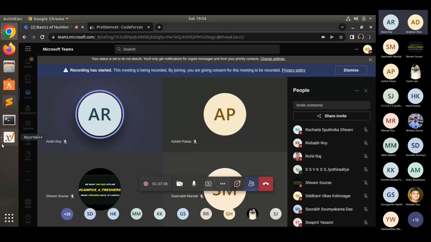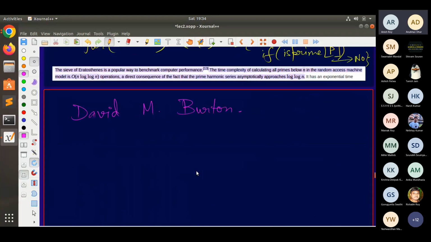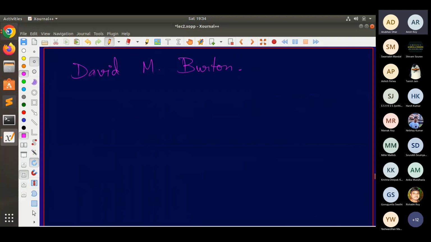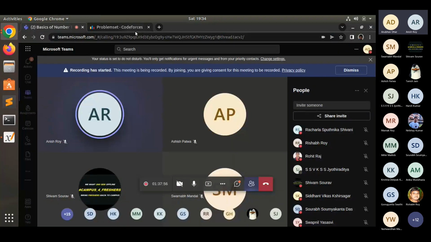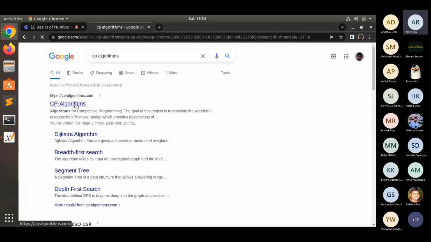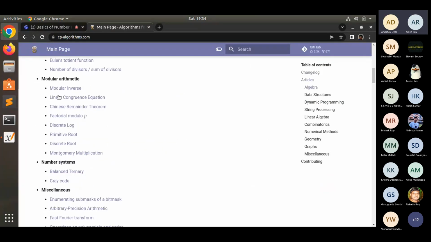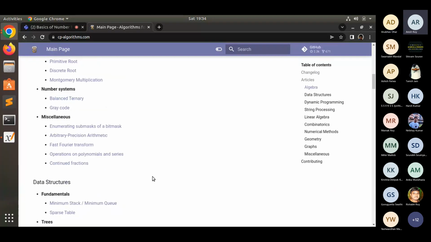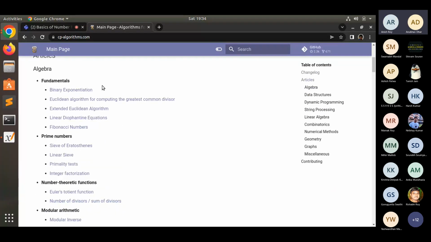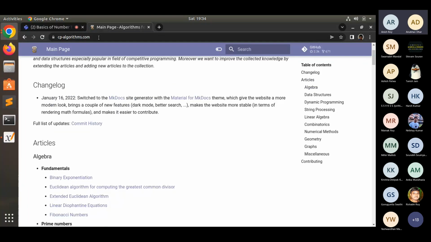For theory in competitive programming, you can read various Codeforces blogs. Maybe there is this site called cpalgorithms.com, CP Algorithms. This site has many articles on number theory. Many of them are very advanced, many of them are quite basic. So you can visit this site. I hope that answers the question.